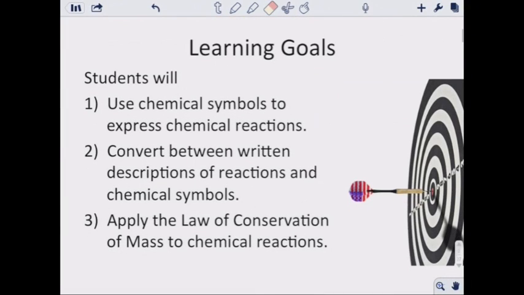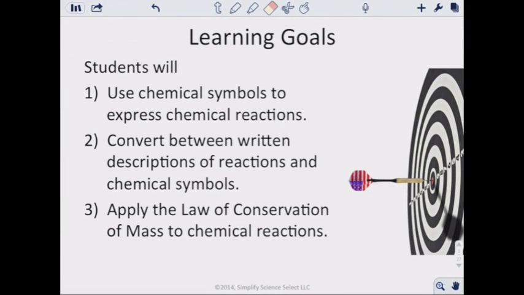So what we're hopefully trying to learn, our learning goals for this, is students will use chemical symbols to express chemical reactions. So we'll look at all the fine details of those chemical symbols and what they actually mean. Secondly, we'll convert between written descriptions of chemical reactions and their chemical symbols, and then from their chemical symbols back to a written description of what they are. And then lastly, we're going to apply the law of conservation of mass to chemical reactions, which basically just means we are balancing. So let's jump right into it.